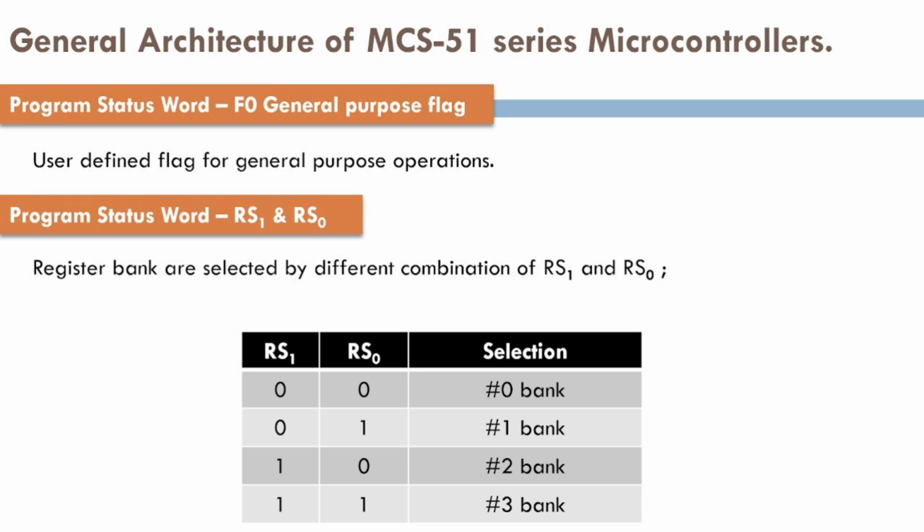If the combination is 00, then bank 0 is selected. If it is 01, then bank 1 is selected. If it is 10, then bank 2 is selected. If it is 11, then bank 3 is selected.